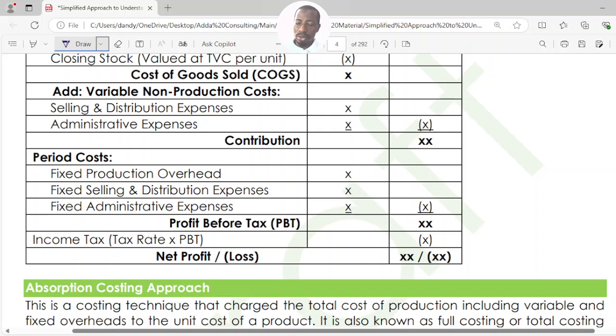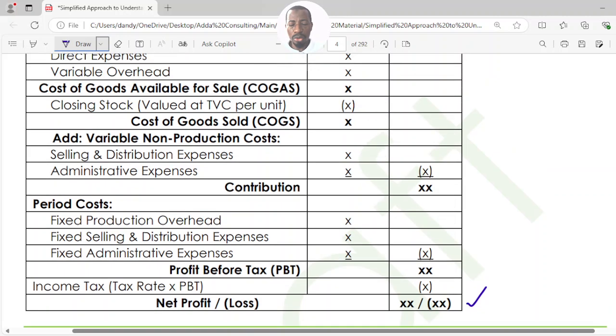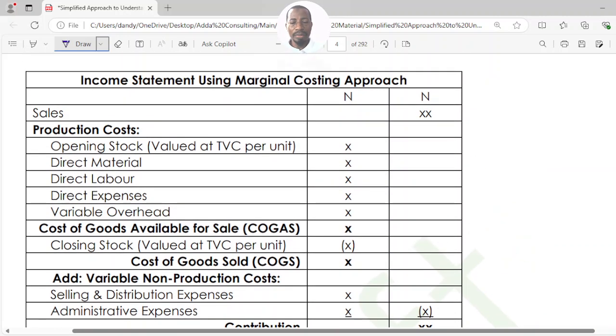This is the performance we are talking about. Net profit or loss is the performance of the organization. So we want to prepare a statement that will show this particular performance. And then, of course, for us to be able to achieve this, the first item on the list will be sales value.